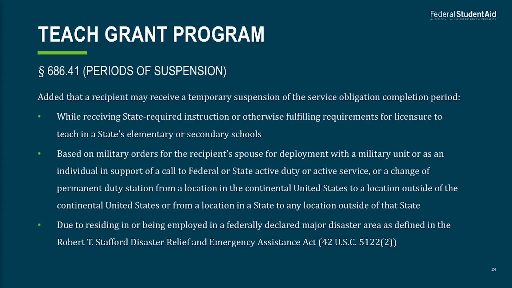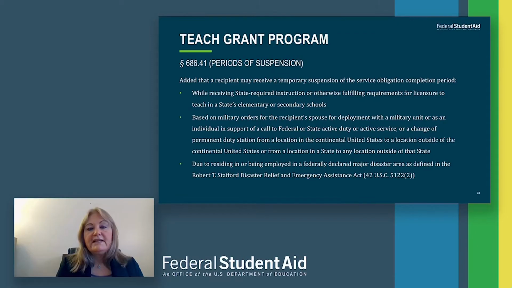We added a new suspension option for grant recipients who are military spouses to cover circumstances where the recipient's spouse receives military orders for deployment with a military unit or as an individual in support of a call to federal or state active duty or active service, or receives orders for a change of permanent duty station from a location in the continental United States to a location outside of the continental United States, or from a location in a state to any location outside the state, as it may not be possible for the recipient to find a teaching position in a high-need field in a low-income school in the new location.